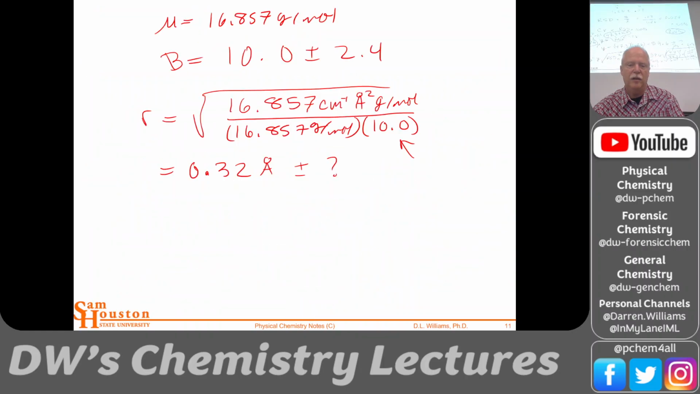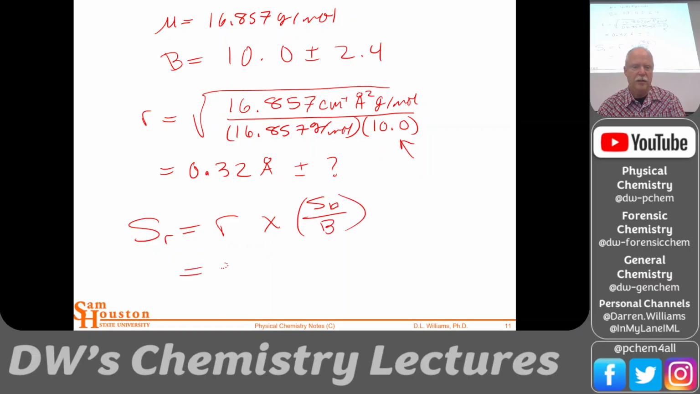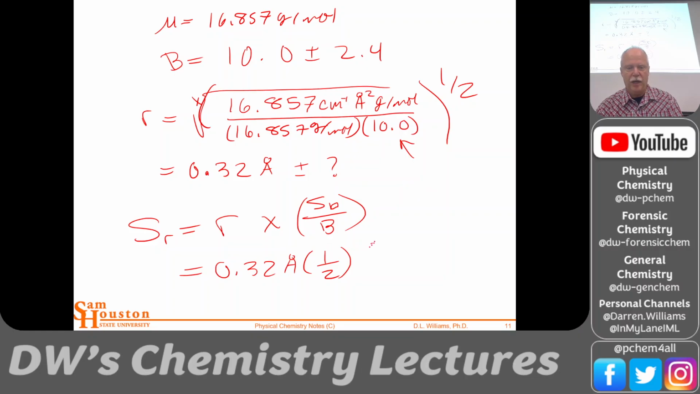So let's go ahead and do that. The uncertainty in bond length is equal to the bond length times X times SB over B. So 0.32 angstroms times 1/2. The 1/2 is because it's this X right here, the square root, whatever power you're raising it to. You could have just as well put this in parentheses and said 1/2. And then it's 2.4 over 10.